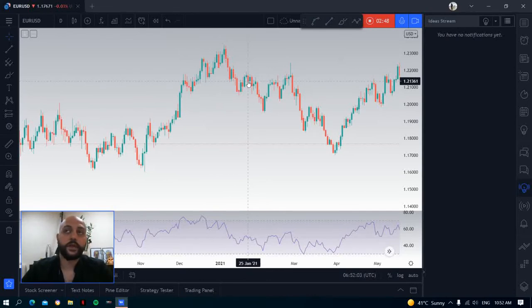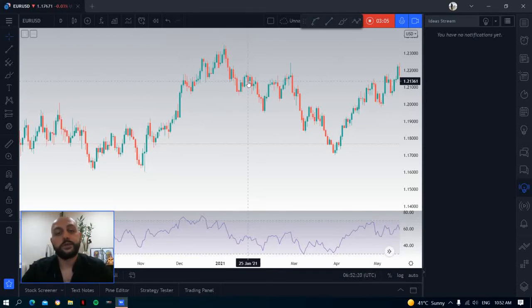But the problem with this way is that the market moves really quickly every day. Especially if you're using a 4-hour or 1-hour chart, you might get a lot of oversold and overbought signals. So you can't count on this way very much.